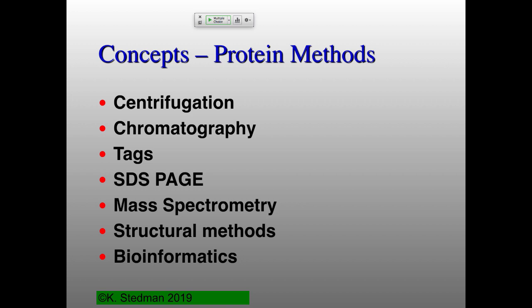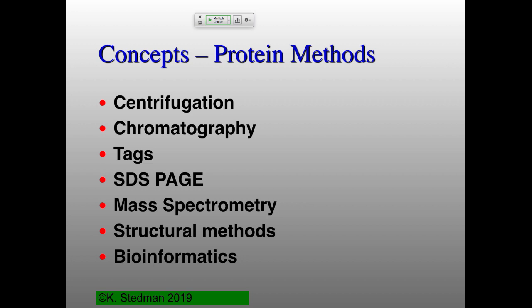Tags, this is a much more modern approach. Very often the protein that you're trying to work with doesn't have the right kind of thing on the outside that makes it easy to separate from all of the other proteins. And if you can use the magic of recombinant DNA technology, then you can add a specific thing to the outside of your protein. And once you've done that, then you can use that to pull it away from everything else. SDS page. Everybody uses this acronym, sodium dodecyl sulfate polyacrylamide gel electrophoresis. It's just a way of separating proteins based on their relative molecular mass. And we'll talk about that again. It's a very, very common process that's used in pretty much any kind of protein analysis.